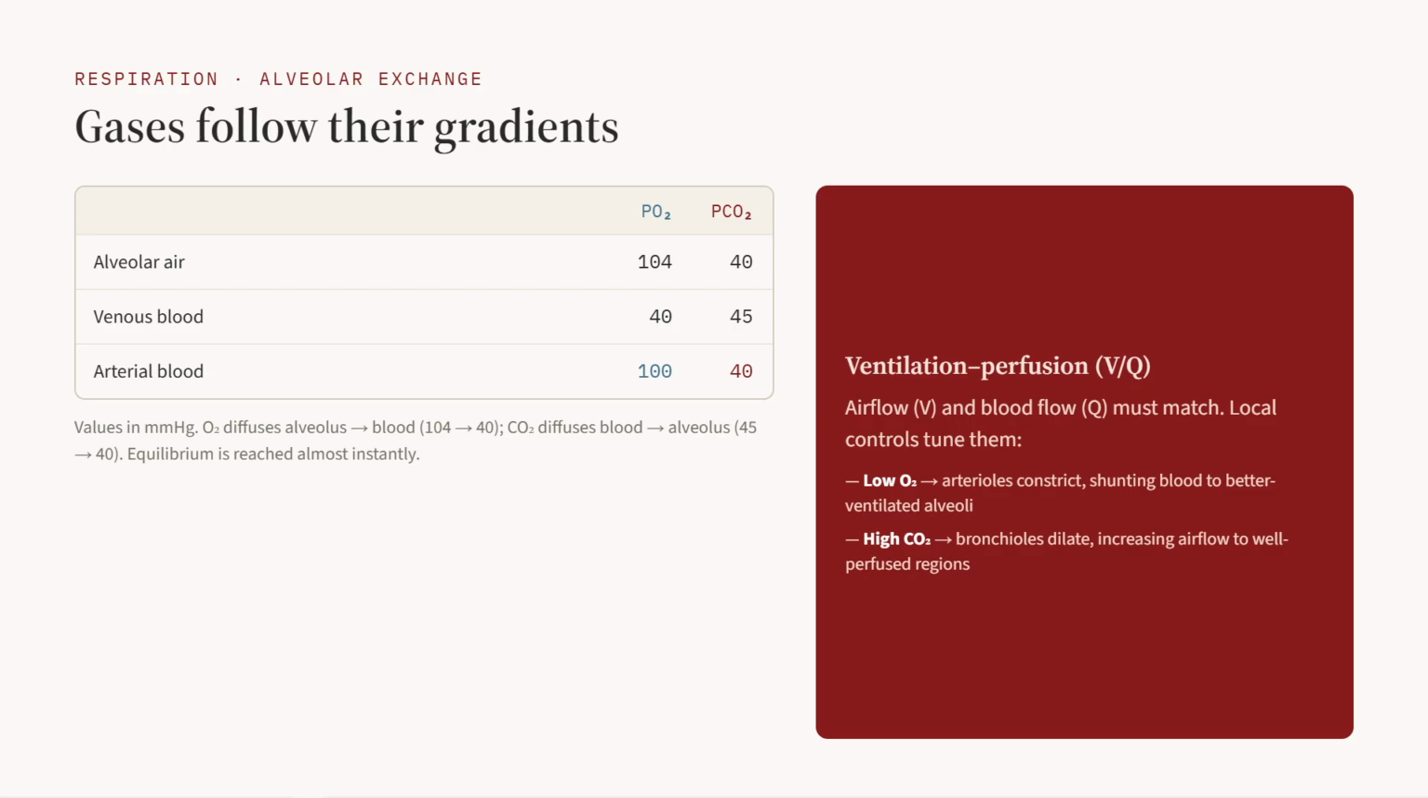Now, for this to work efficiently, airflow and blood flow have to match, region by region. That's ventilation-perfusion matching. The lung tunes it locally: where oxygen is low, arterioles constrict to send blood elsewhere. Where carbon dioxide is high, bronchioles dilate to bring in more air.